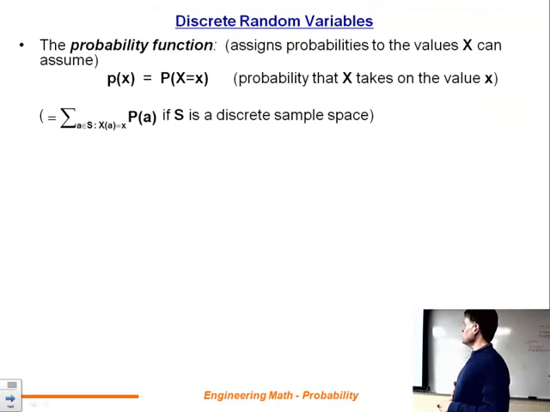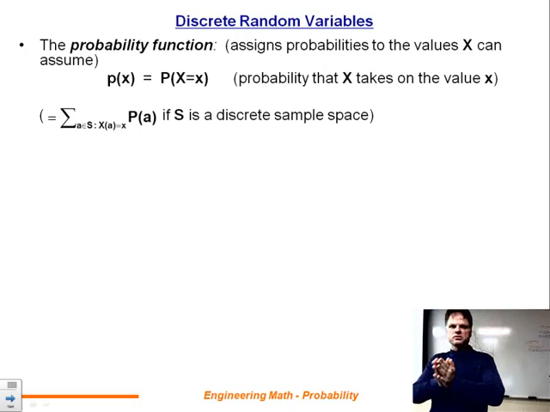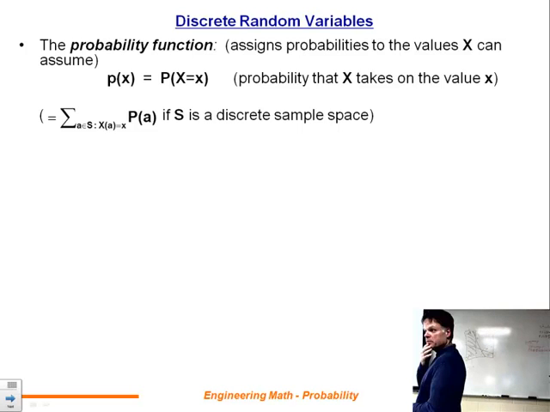So we have to treat discrete and continuous random variables slightly differently, because what we're going to do now is associate important numbers with each kind of random variable. And the first type of random variable we'll deal with is our discrete random variables. So a probability function assigns probabilities to the values that a particular random variable can take on.